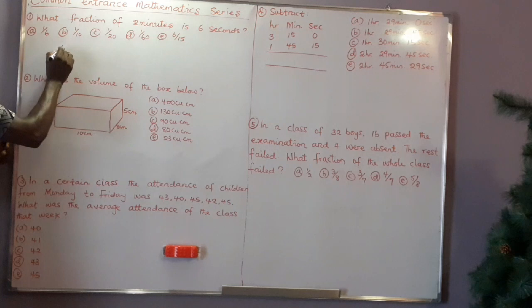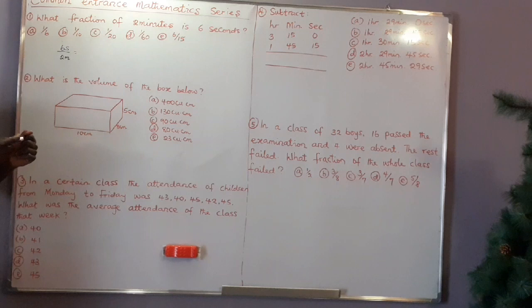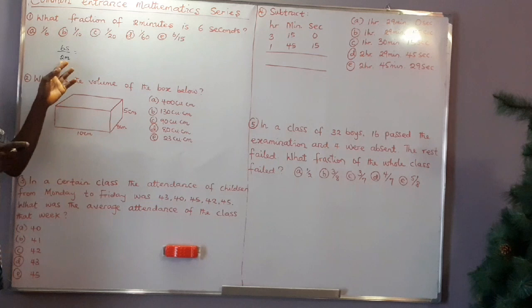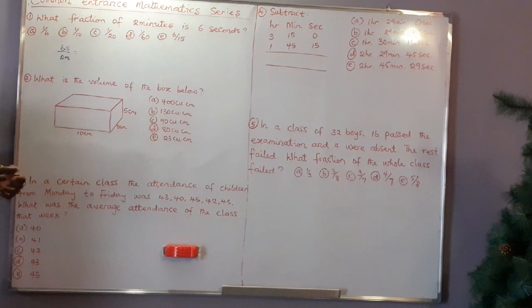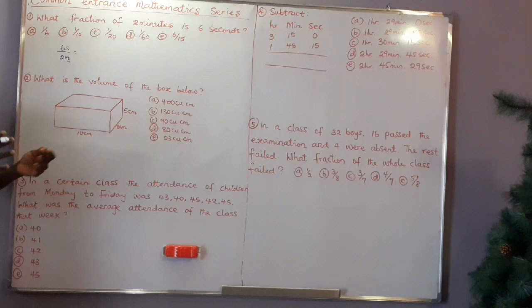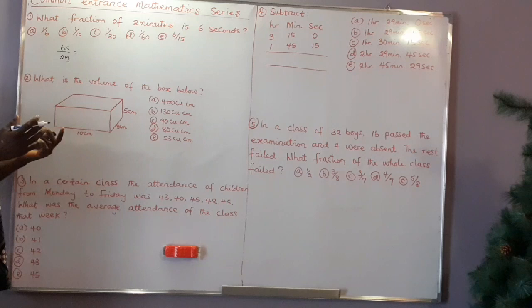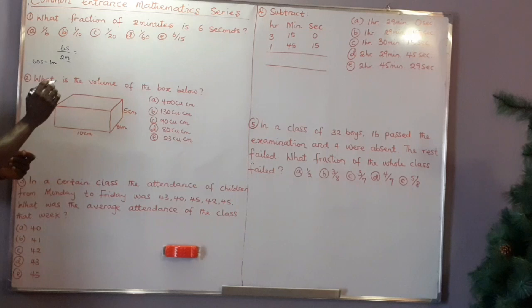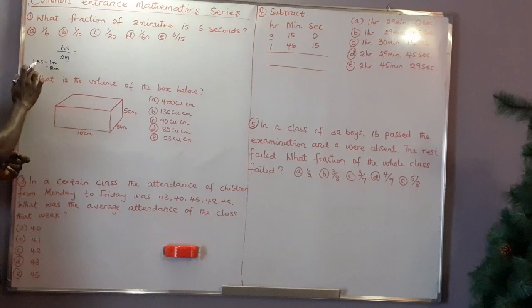Now that we have arranged this as a fraction, the next thing is to make sure that both of them have the same units. You know, this is seconds, this is minutes. The units are not the same. So to make them have the same units, we have to convert the bigger unit to have the same unit as the smaller one. Since the smaller one is seconds, the bigger one is minute, let's do a conversion. 60 seconds will give you 1 minute, right? So 2 minutes will be how many seconds? 60 plus 60, which will give you 120 seconds. That will be equal to 2 minutes.